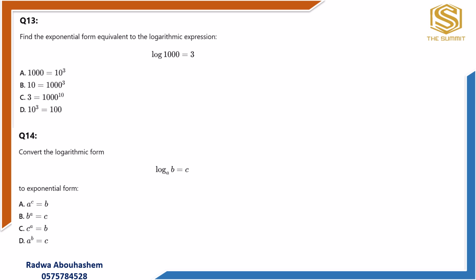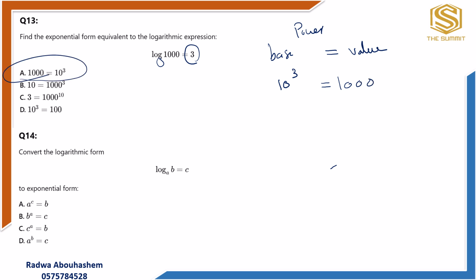Log 1000 equal to 3. Okay, when we don't have any base, this means that the base is 10. So if I want to convert it, it will be base, to power, equal to the value. Where is the base? There is no base here, so it would be 10. Where is the power? The power is 3. And the value is 1000. So 10 power 3 equal 1000.